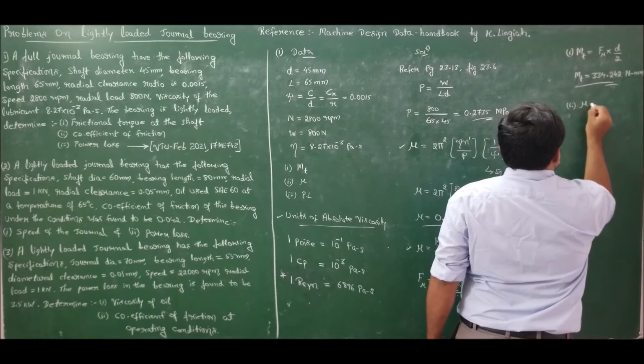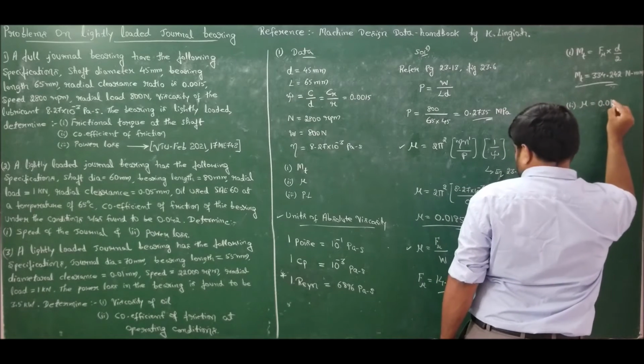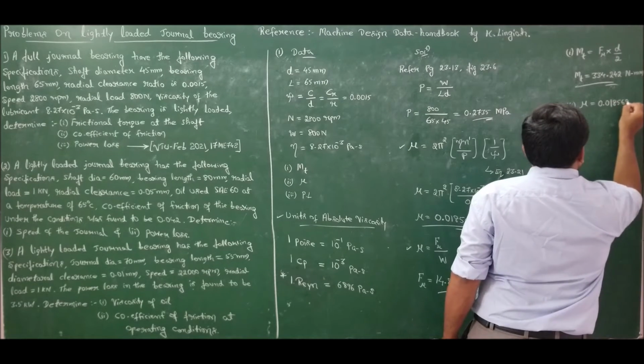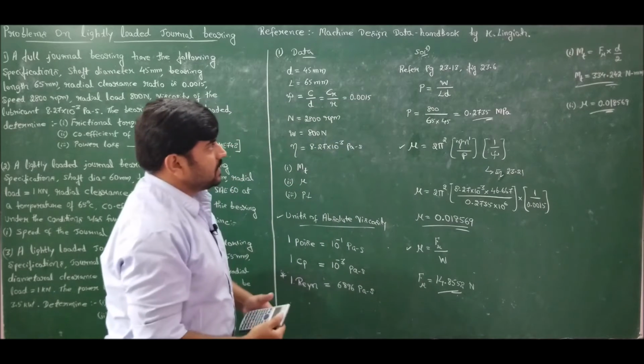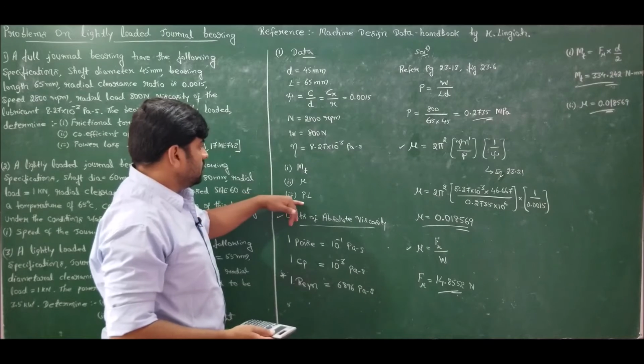Second one, that is coefficient of friction, which we have already calculated by using Petrov's equation, which is turning out to be 0.018569. Coefficient of friction is unitless, that is a dimensionless quantity. Next, moving to the third one, that is power loss.